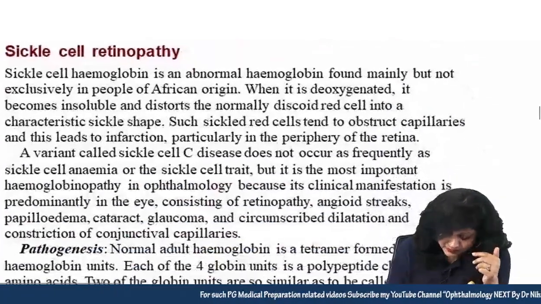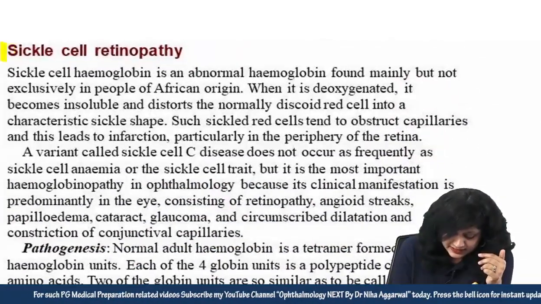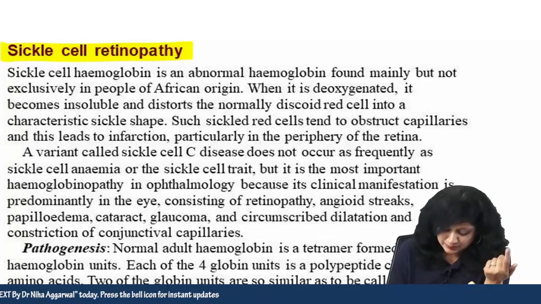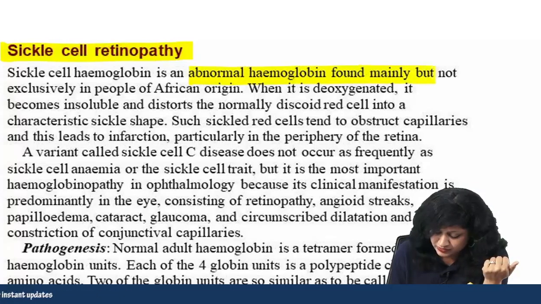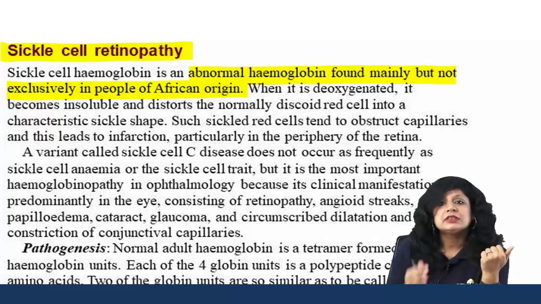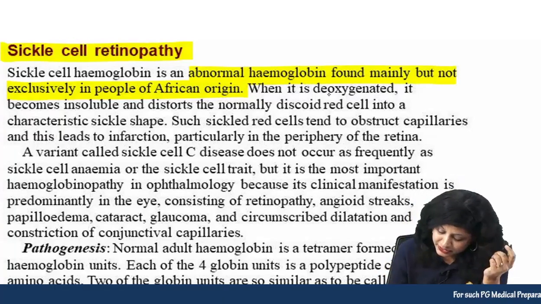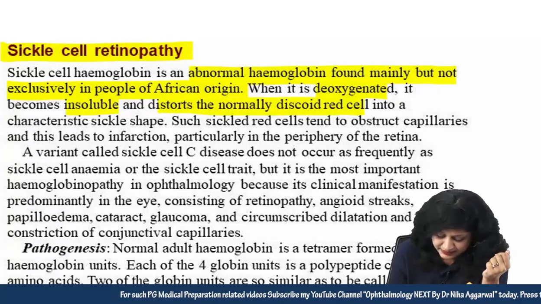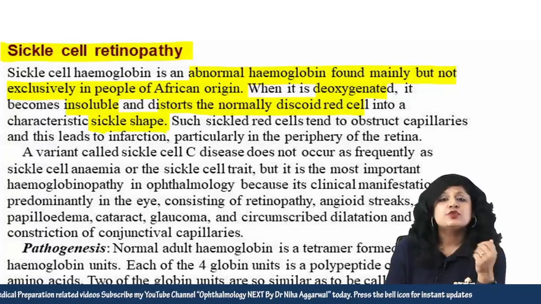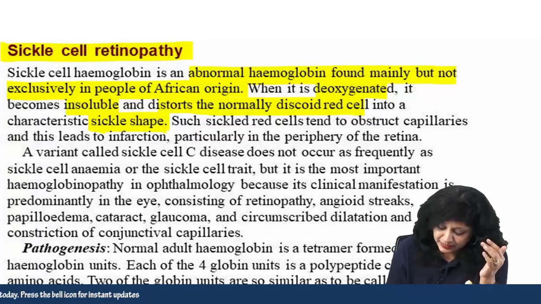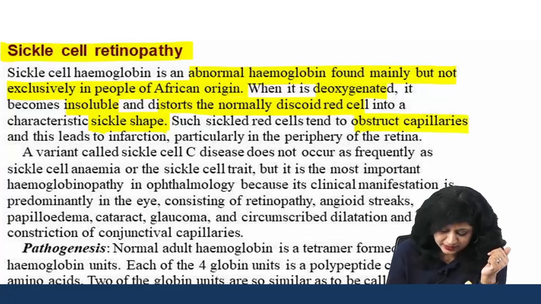Another important retinopathy is sickle cell retinopathy. Obviously, this person will have sickle cell hemoglobin. It is an abnormal hemoglobin which is found mainly but not exclusively in people of African origin. When this person is deoxygenated, this kind of hemoglobin becomes insoluble and distorts the normally discoid RBC into a characteristic sickle cell. We all know this. This is basically the pathogenesis of sickle cell anemia, and these cells will obstruct the capillaries and lead to infarction, especially in the periphery of the retina.